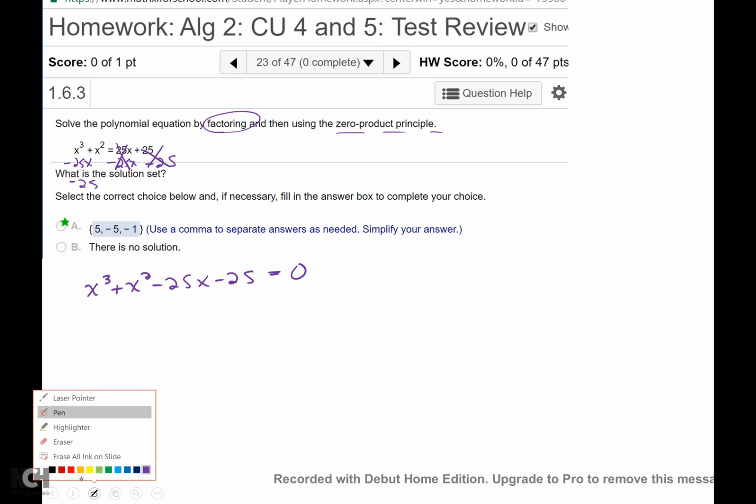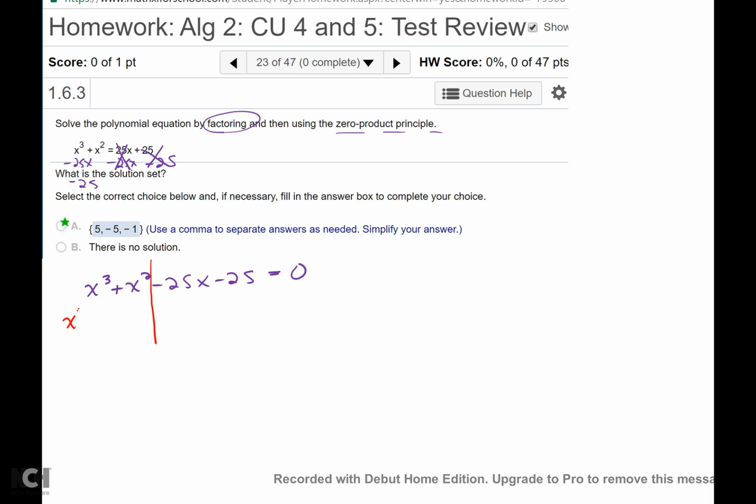Since there's 4 terms, I'm going to try my 2 by 2 technique. I can factor out an x squared, which would leave x plus 1. I can factor out a negative 25, which would leave x plus 1. I can factor out an x plus 1, which leaves x squared minus 25. Set them to 0.